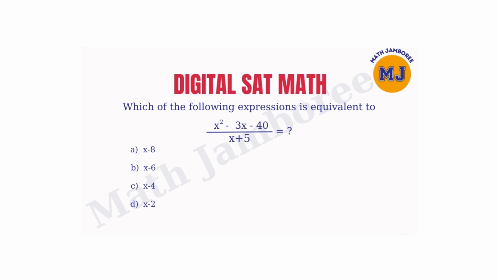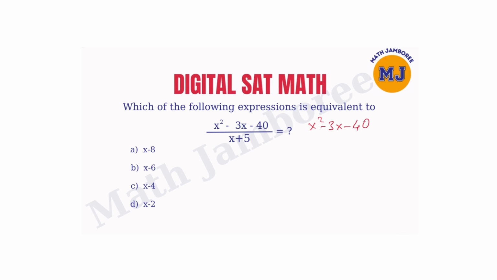Let's solve this question. Which of the following expressions is equivalent to x squared minus 3x minus 40 over x plus 5? To solve this specific question, I'm going to show you a quick factoring shortcut.